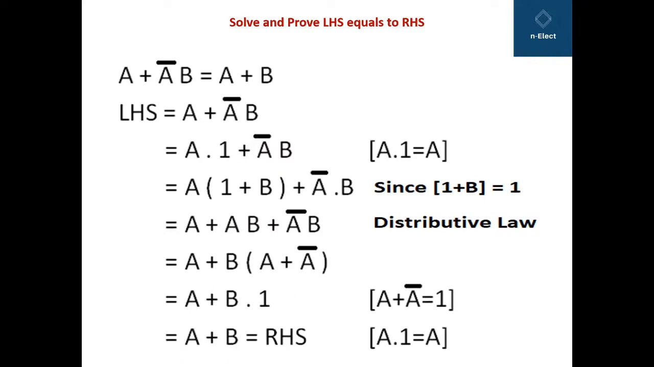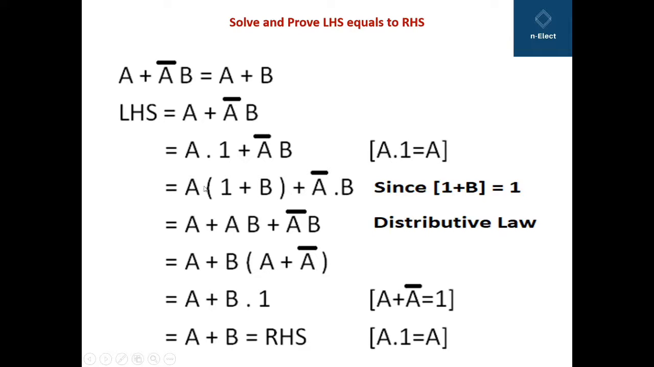Moving on to the last example, A plus A bar B is equal to A plus B. Now here again we have to prove that the left hand side is equal to the right hand side. So we have considered the left hand side. Now here, instead of A, we can write A into 1. Yes, because A into 1 is A. So we are writing this term A as A into 1. So A into 1 plus A bar B.